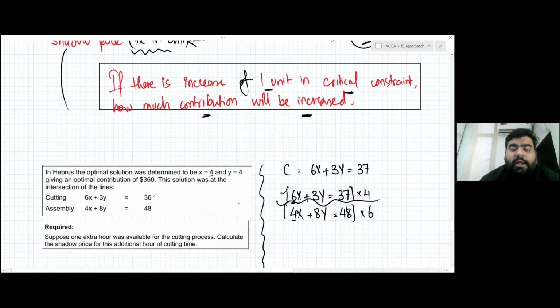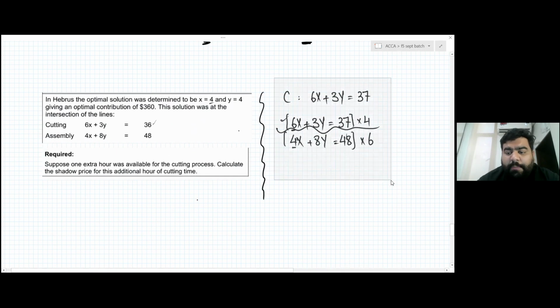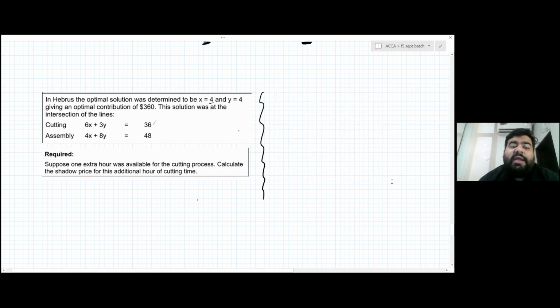Let us do the question here. I will do the complete question and we'll calculate shadow price. Basically, there was a question in the book.